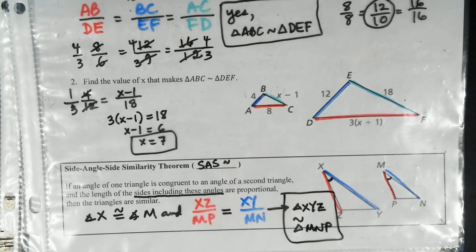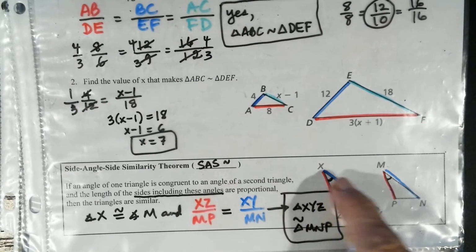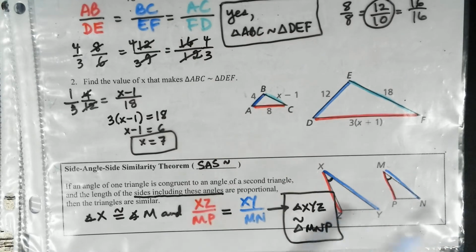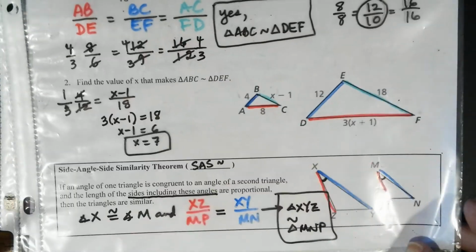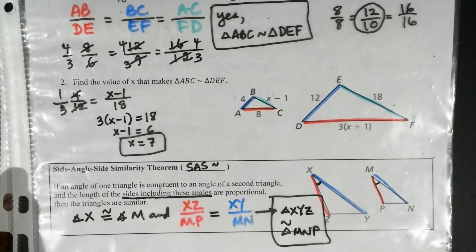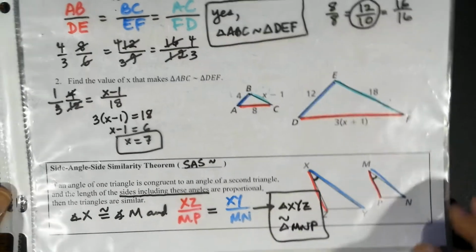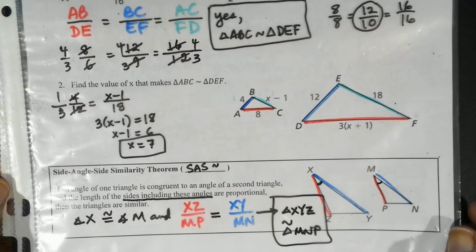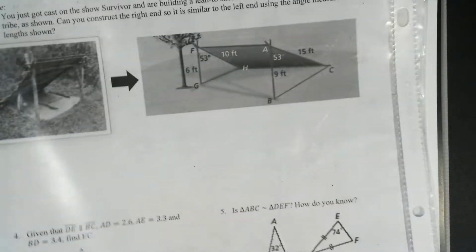So again, remember, it has to be the two sides that include that angle. It can't be the opposite side. Any questions before I turn it over? We're going to do some problems that are real life problems. Okay. And again, if you want to see other examples, watch the other video.